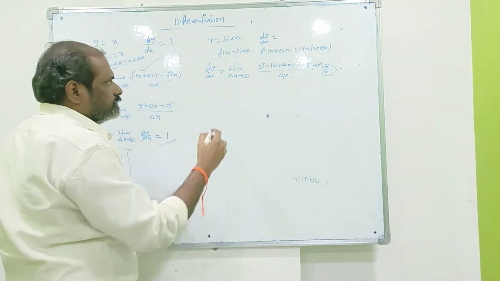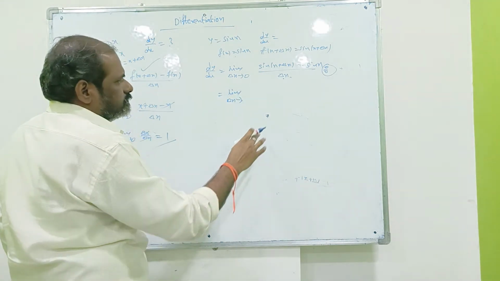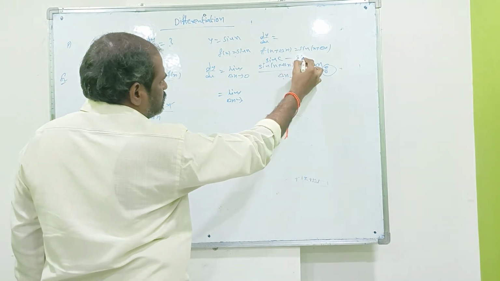That's why we go another way. We can apply the properties of trigonometry. So this is in the form sin c minus sin d.